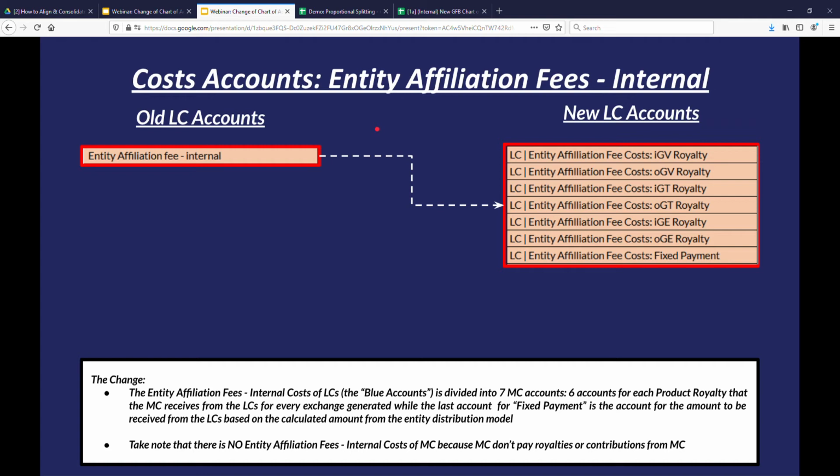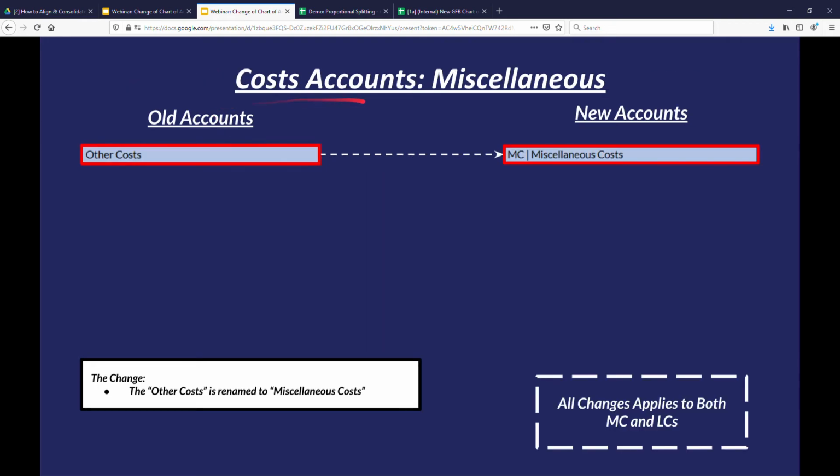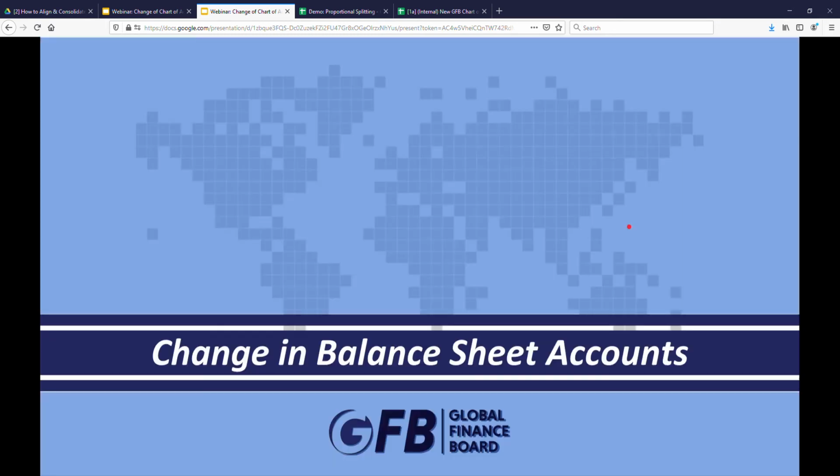Then for old LC accounts, which is for entity affiliation fees internal: if there's an entity affiliation fees internal for revenue under MC, that means for LC this is a cost. So this is the equivalent cost account for that, which is the product royalties plus the fixed payments. Then the cost accounts for miscellaneous are just renamed from others into miscellaneous.